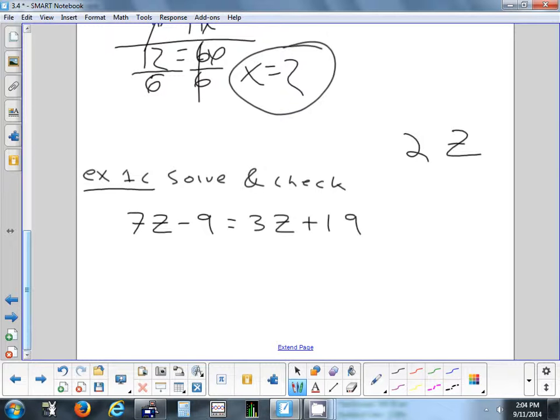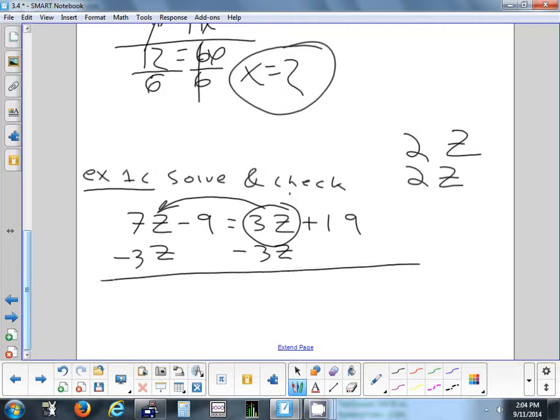What's my first step going to be, Justin? What side should I put my variables on? Yeah, if we put all the variables on the left, it's going to stay positive. If you move the 7z to the right, it's going to become negative. So how do you move 3z to the other side? Subtract it, that works. Spencer, you're going to subtract what? 3z from 7z. Perfect. You're going to subtract 3z from each side.